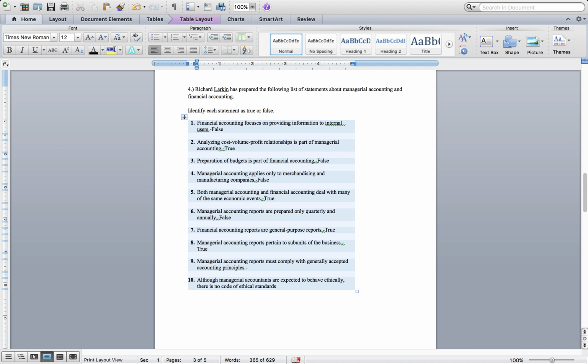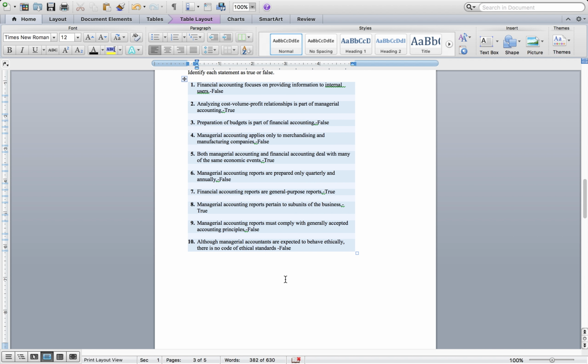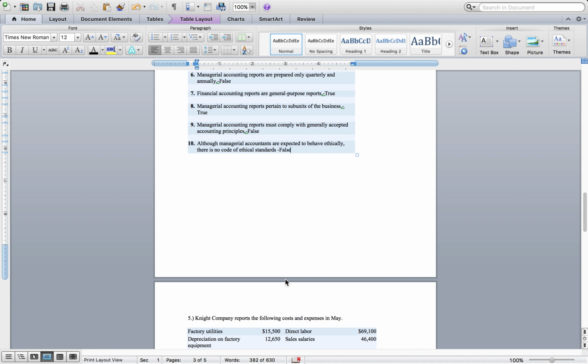Number 9, managerial accounting must comply with generally accepted accounting principles. That's going to be false. Managerial accounting gets a little more leeway. It's merely for internal users. Financial accounting, no, you have to abide by GAAP. And the last one, although managerial accountants are expected to behave ethically, there's no code of ethical standards. That would be false. Managerial accountants have very high ethical standards they have to abide by, and there is a code of standards.